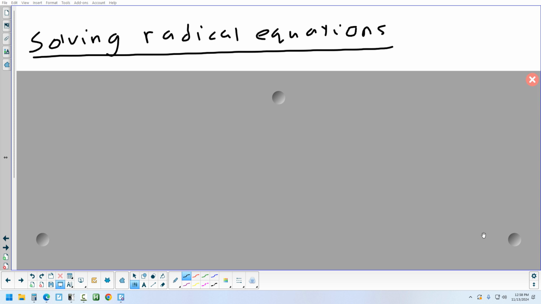All right, so for radical equations, so far we've looked at how to graph them. We've done it on the calculator. We've also done some by hand. We looked at how to describe transformations. That was the ABCD chart. The last thing we're going to look at is how to solve equations with radicals.